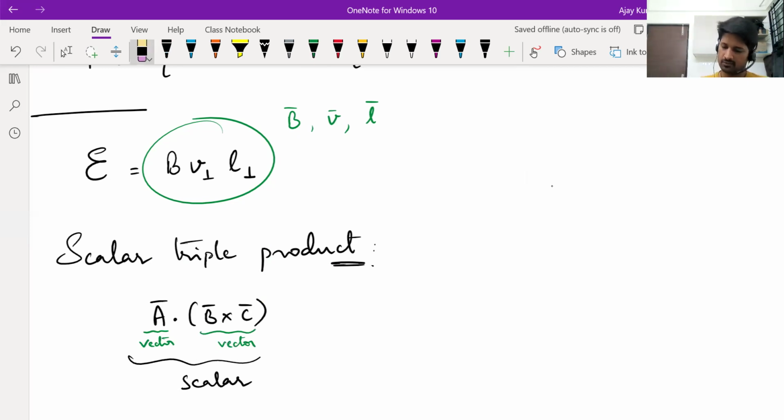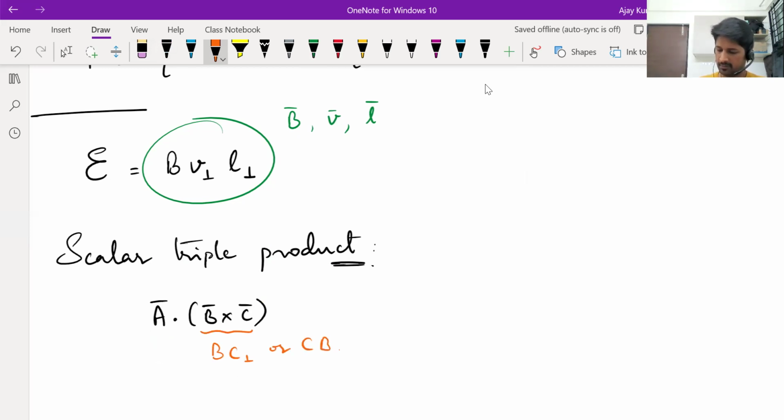Now, how does it give you the product of three mutually perpendicular components? Let us see. First, B cross C. B cross C automatically will give you B multiplied with C perpendicular, or C multiplied with B perpendicular. Cross product takes perpendicular components only. Automatically you will get perpendicular components out of it. And the direction of B cross C, this vector direction, will be perpendicular to both B vector and C vector, right?